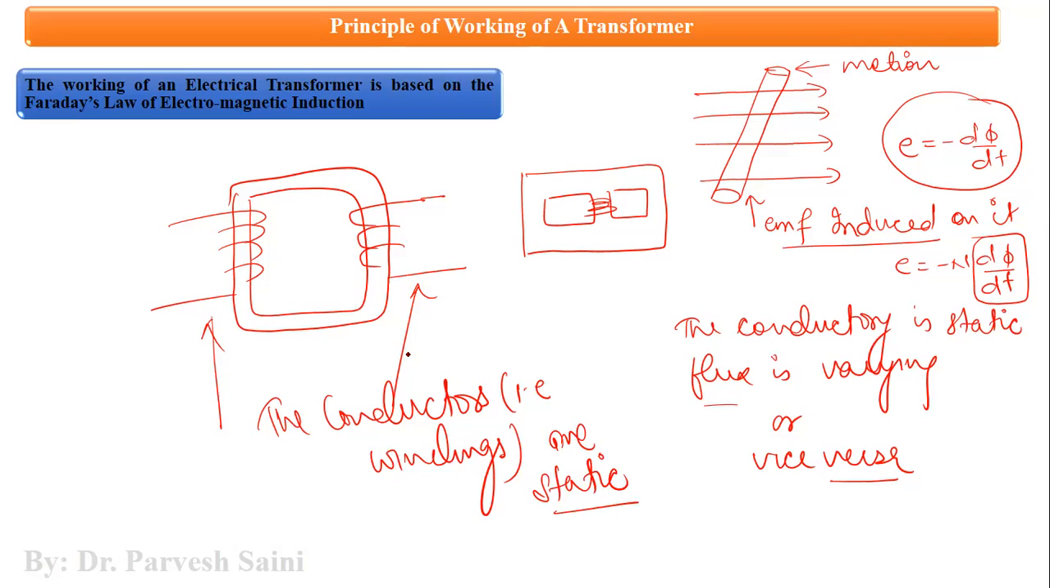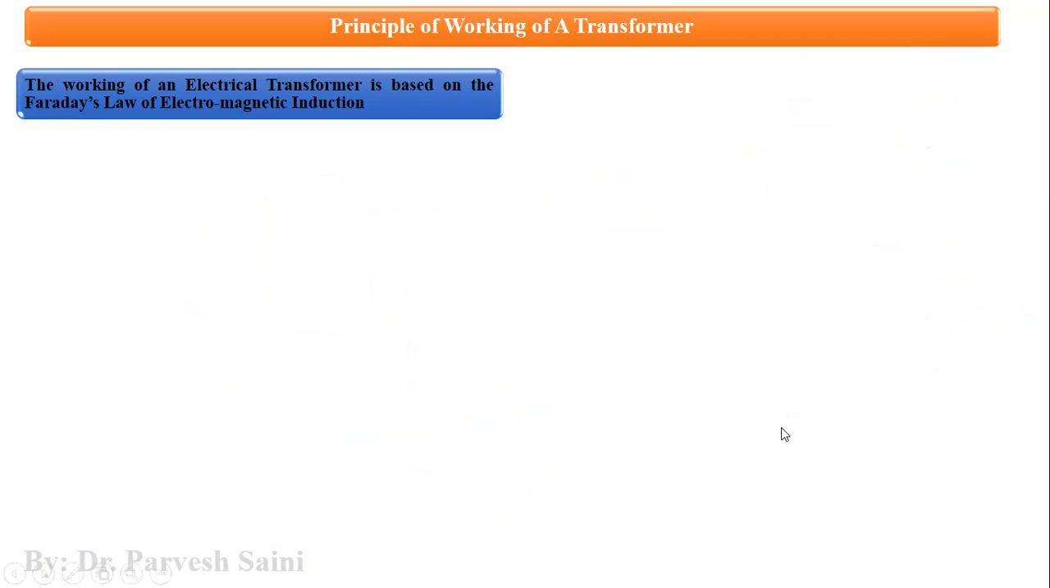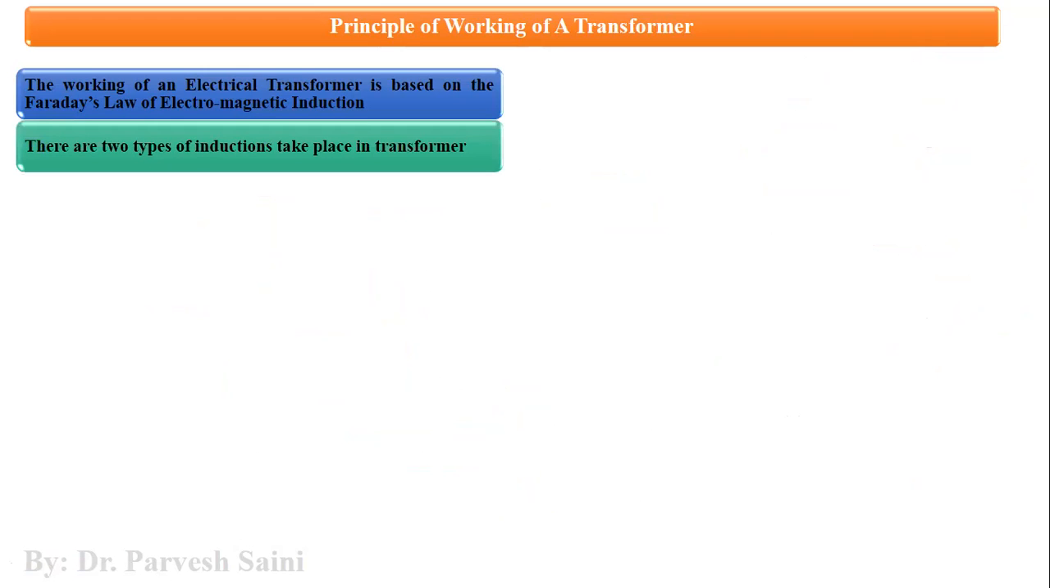Then how do we get Faraday's law of electromagnetic induction happening in the transformer? That we will understand. It is Faraday's law of electromagnetic induction which is the basis of the working of an electrical transformer. There are two types of inductions that take place in the transformer. The first is known as self-induction, then we have mutual induction. Now, what are these two inductions basically?